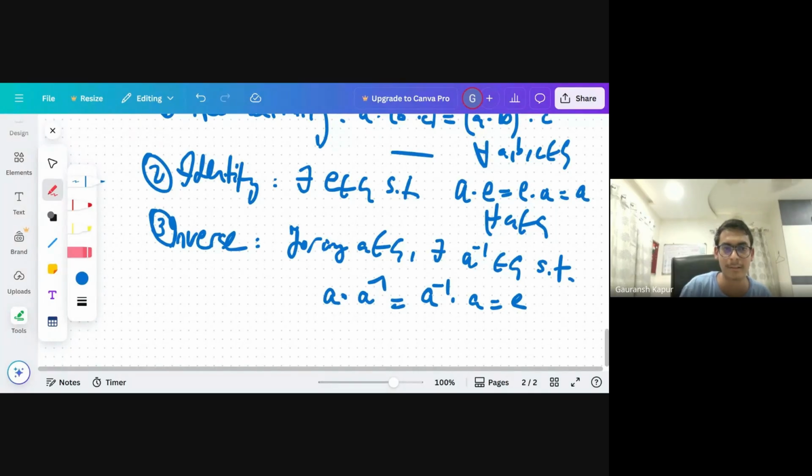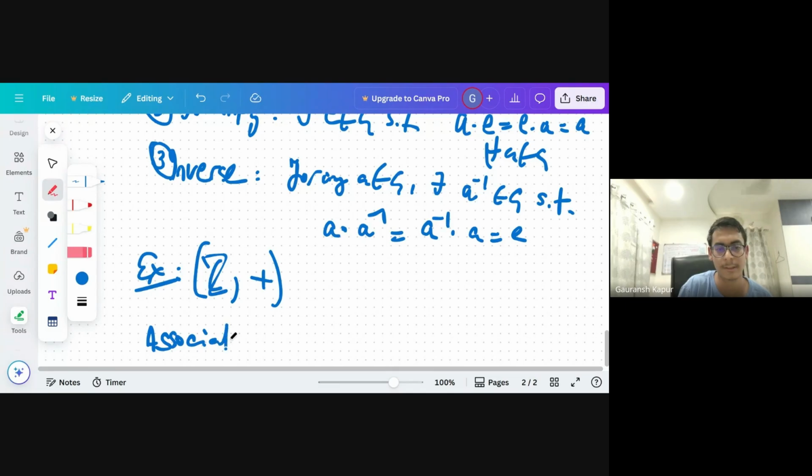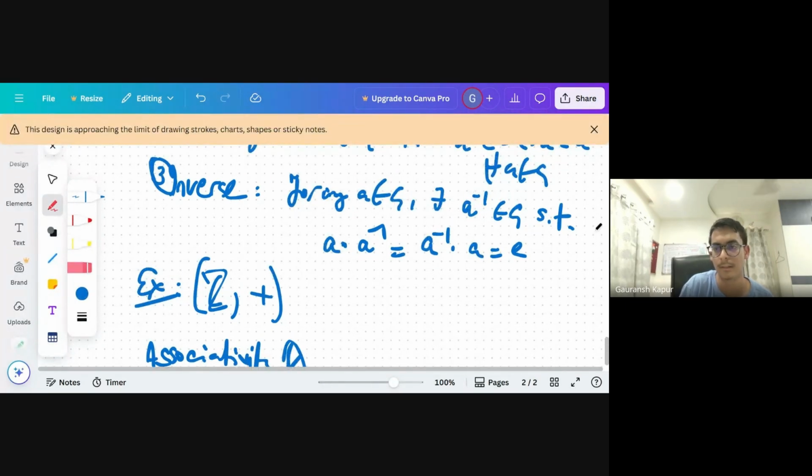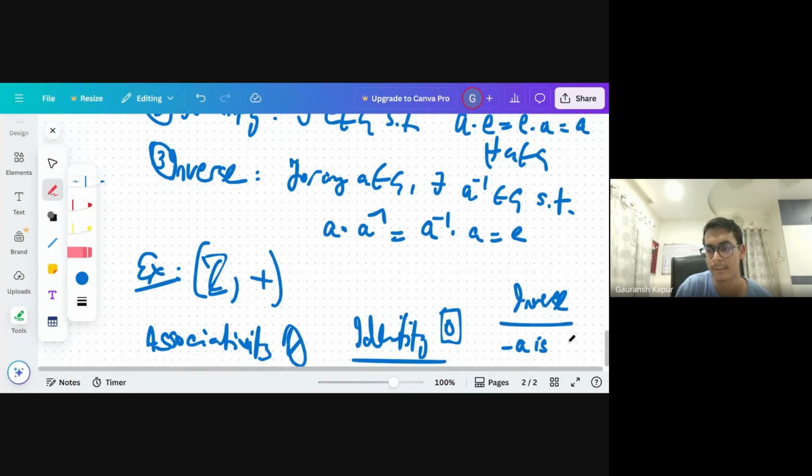Is this clear? I'll give some examples to motivate what some very common groups are. The first example of a group is the integers Z equipped with the operation of addition. Let's just verify. Associativity is clear, addition is associative over the integers. There's also an identity, the additive identity, which is 0. And the inverse is also clear, because minus a is the inverse of a, since a plus minus a is 0. Is this clear?